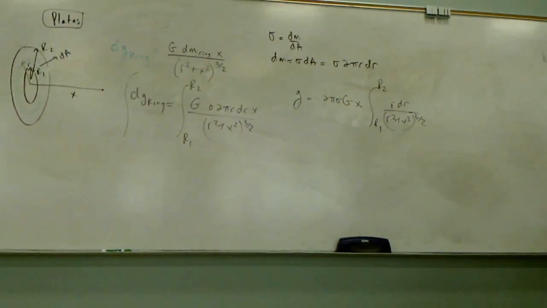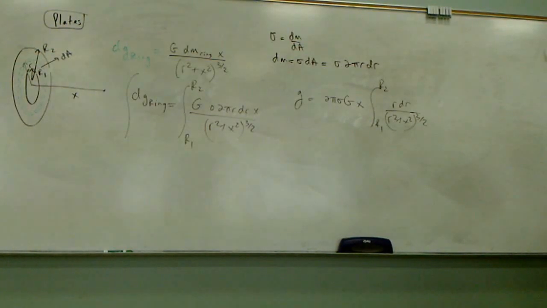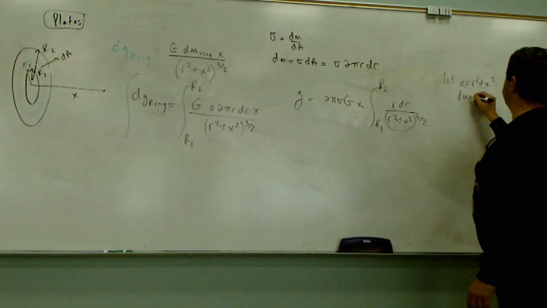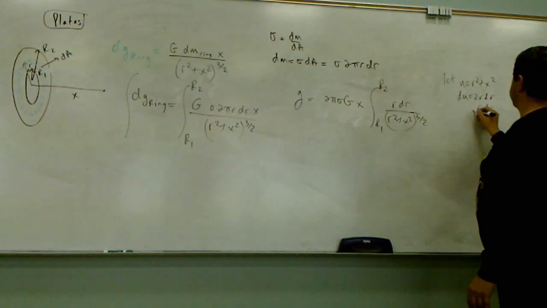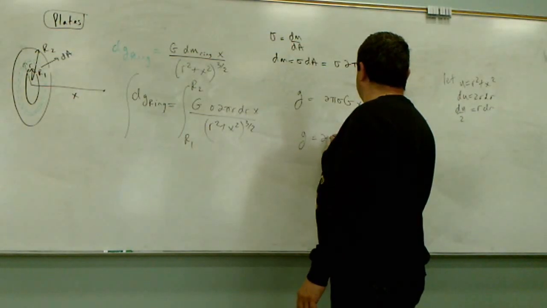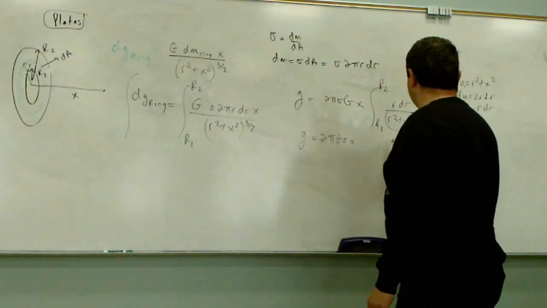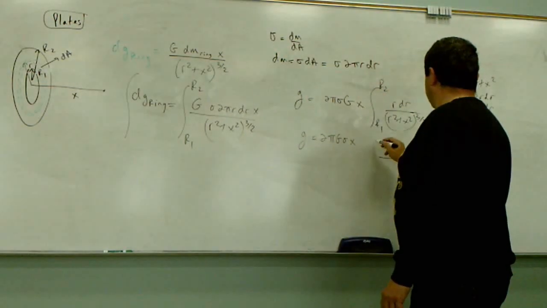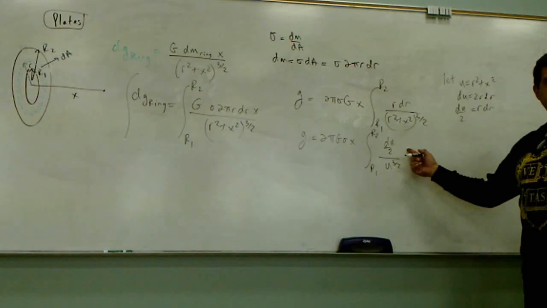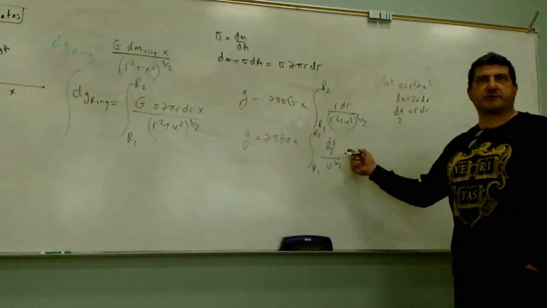Is that an integral that I can do without looking at the table? Yeah, because I think it's a simple substitution. Let u equal r squared plus x squared, du is going to be 2r dr, r dr is going to be du over 2. So then I could just do du over 2, u to the 3/2, right? And then what is the integral of that? U to the minus 3/2, and then you add one, u to the minus half over minus half, right?